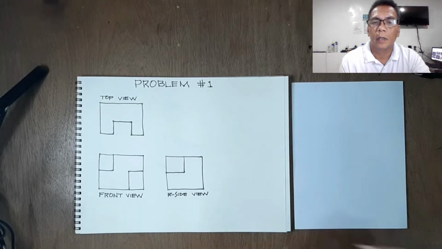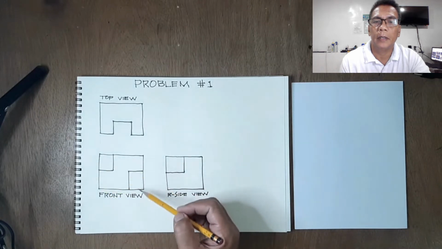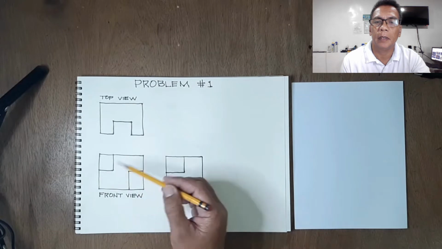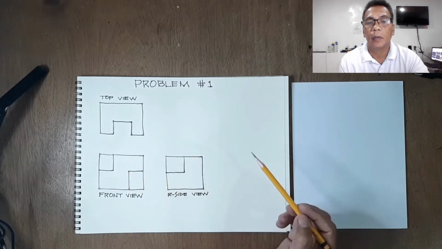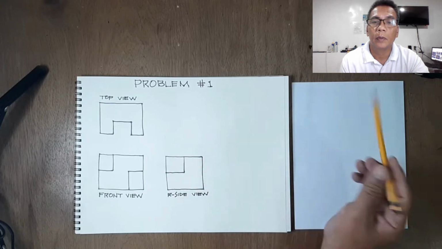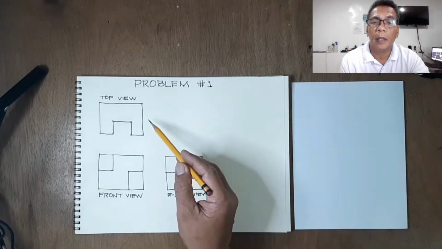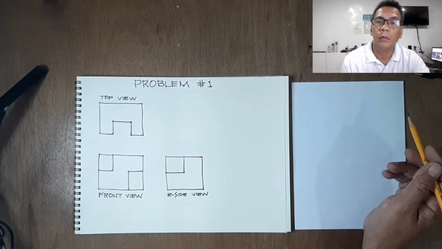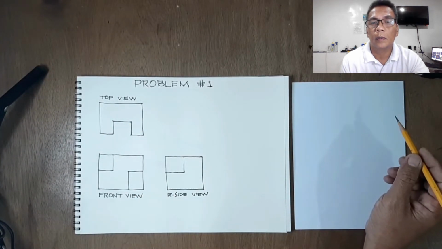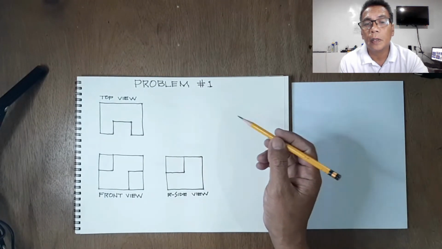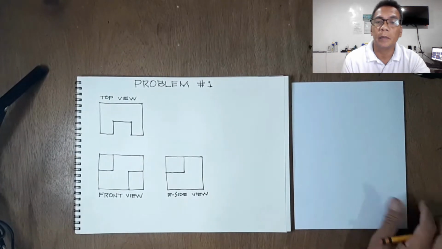As promised, we're going to have the missing view problems and missing line problems. To start with, let us first analyze the first problem. The missing line happens to be at the top view. By analyzing it, the front view and the right side view are complete.